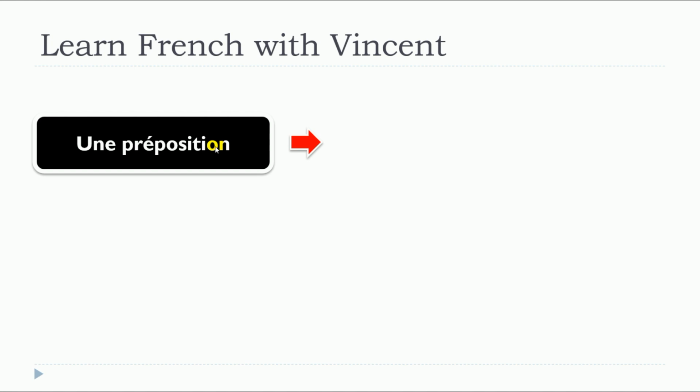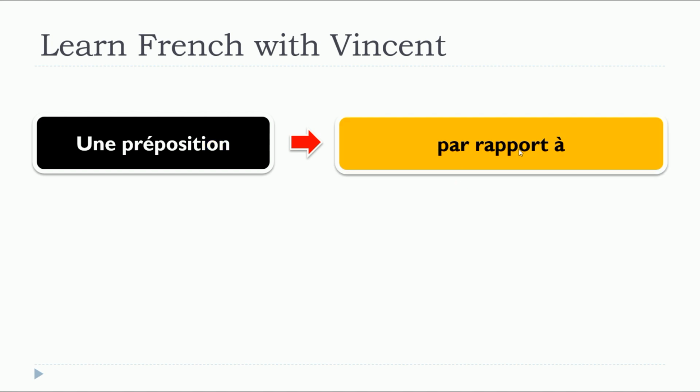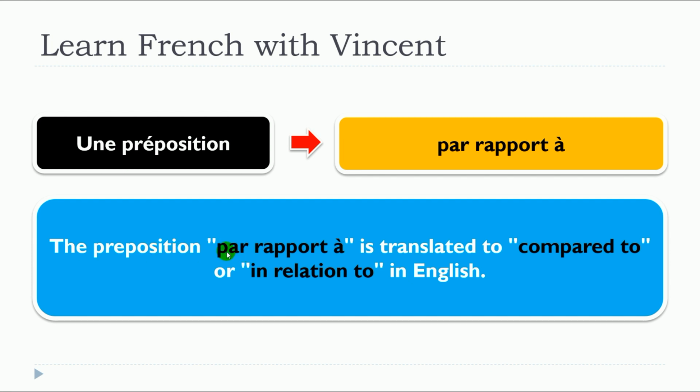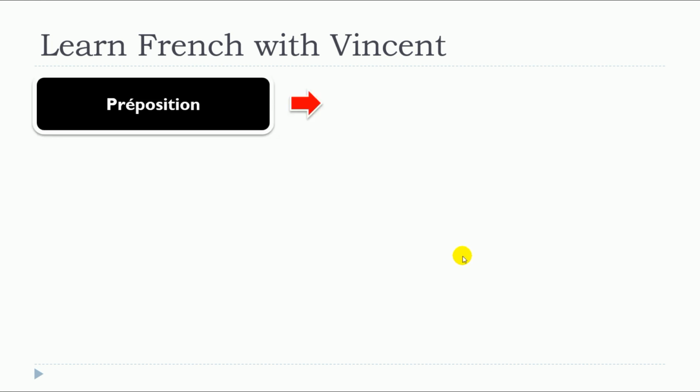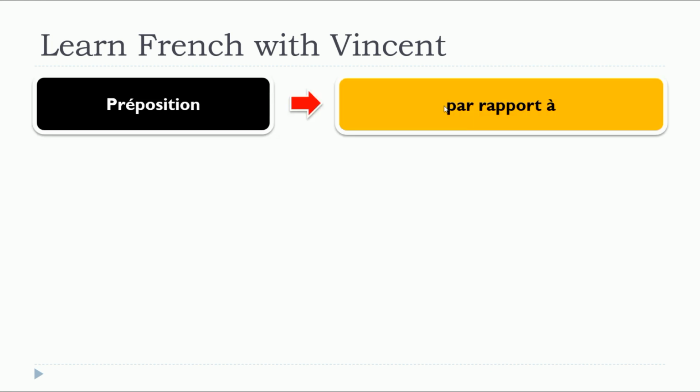So, this lesson is about "par rapport à". And the preposition "par rapport à" is translated to "compared to" or "in relation to" in English. And so we will see 4 examples with "par rapport à".